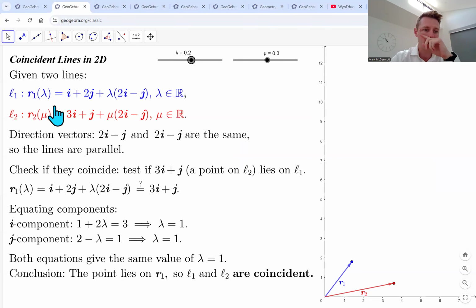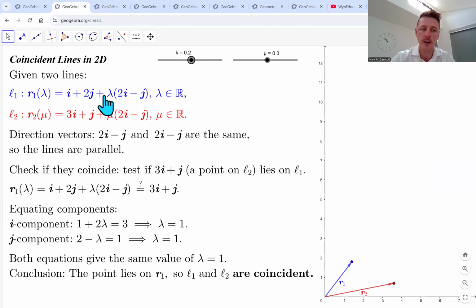But obviously here we're defining it using a vector equation. Okay, so just a bit of a recap. We're going to call it line one. Line one is going to be in blue, and we're going to say, all right, that's defined by the vector equation r1 of lambda, which is equal to i plus 2j plus lambda times (2i minus j).